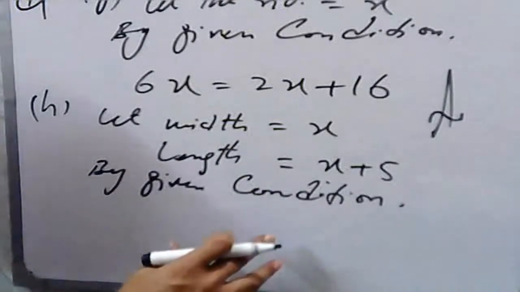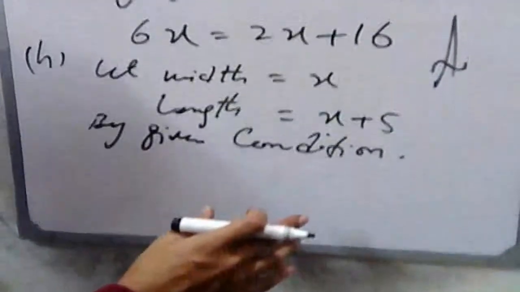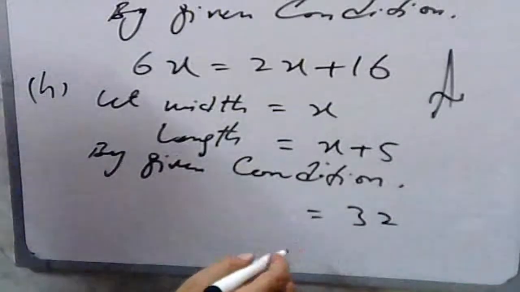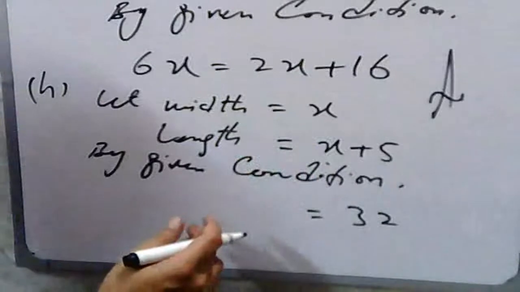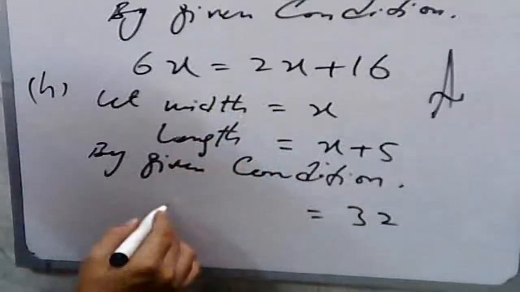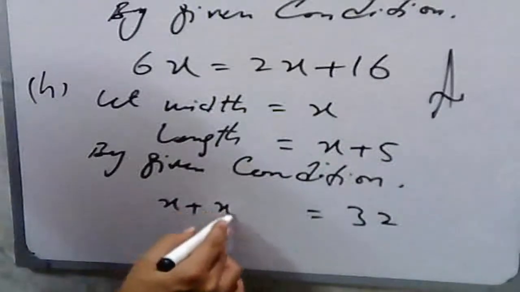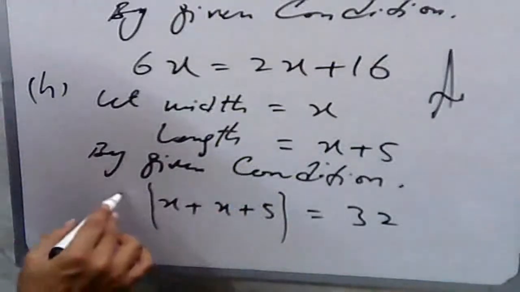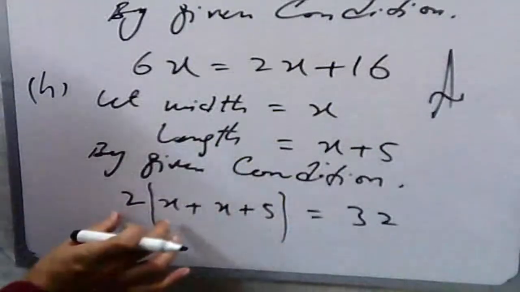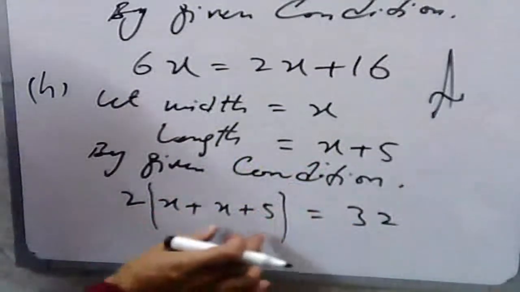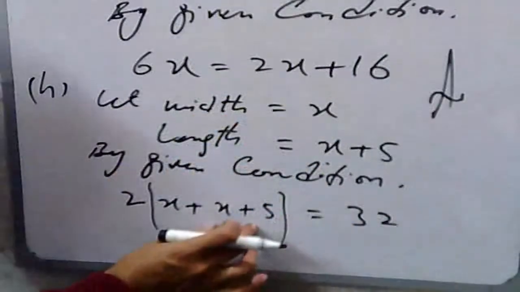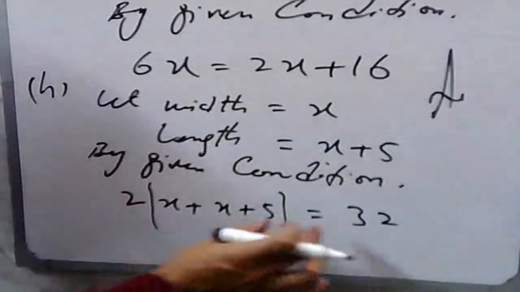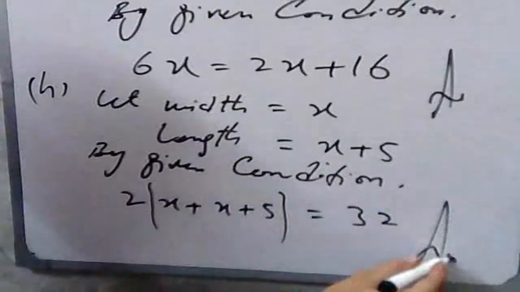So the perimeter is 32, by the given condition. And the perimeter, how can we find it? Length plus width, that is width plus length, multiplied by 2. Yes, twice, because it is the formula of perimeter. Perimeter 32 is equal to width plus length multiplied by 2, or twice width, twice length. It is your formula. So that is your given condition.